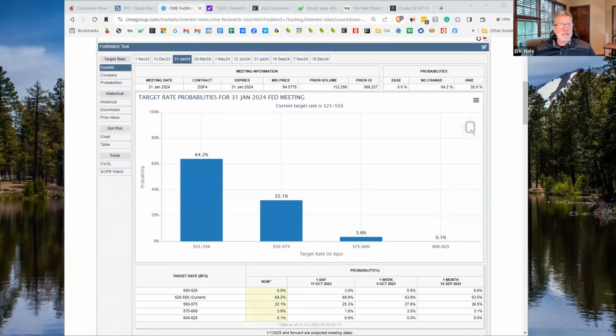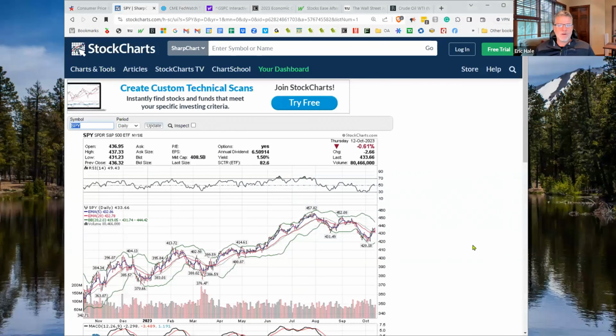I think the Fed is likely to raise rates, in my opinion, but the market seemed to be okay with it, both in the FedWatch tool and then in the S&P 500 as well.